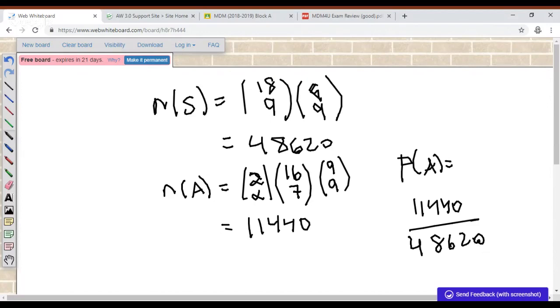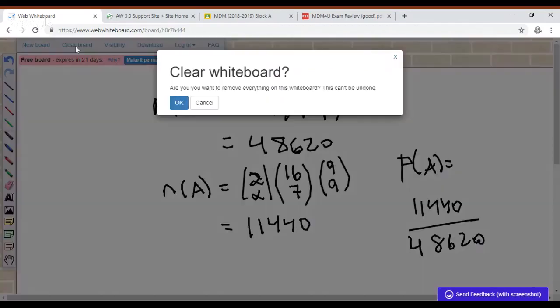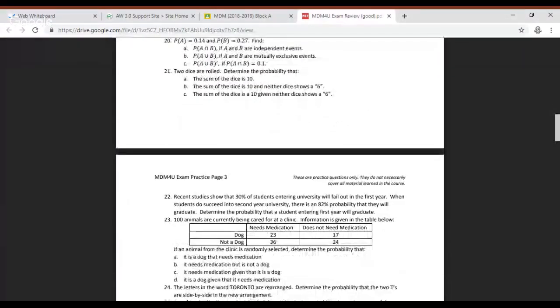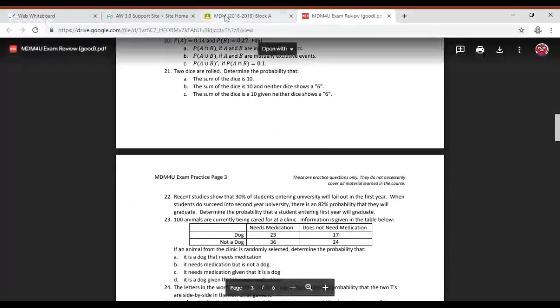Okay, so the next one I was asked to do was question 22. If you see my pen glitching, it's the memory on my computer being angry at me. So question 22. Okay, so 30% of students entering university will fail out in the first year. Boy, this is stuff you love to hear, isn't it? And 82%, okay, so just making sure I know all that.